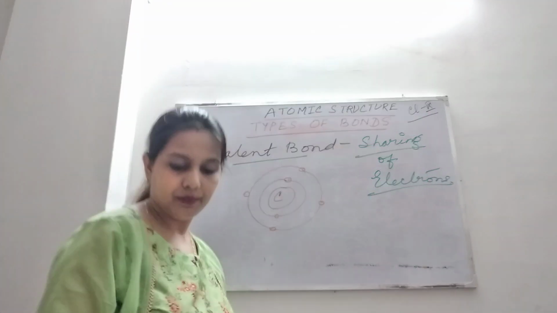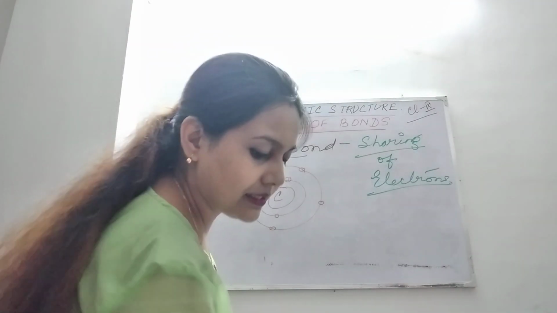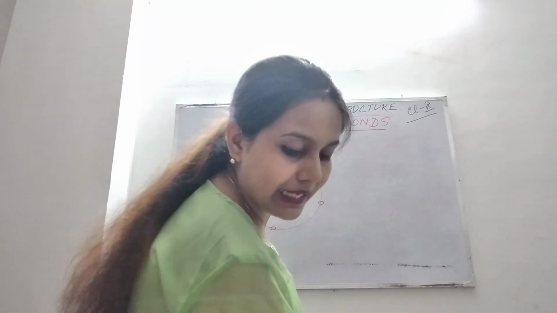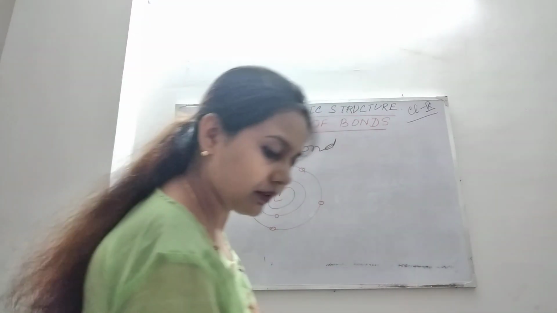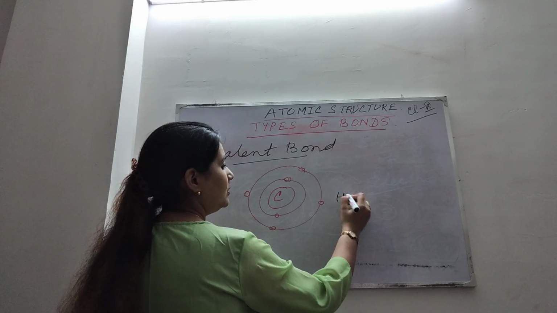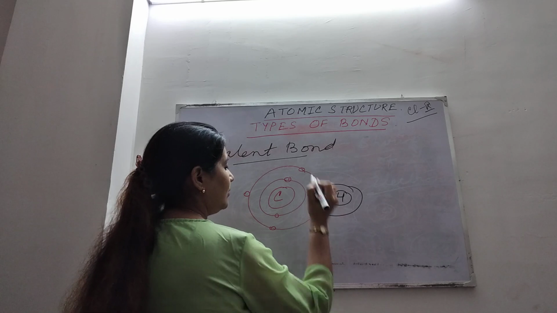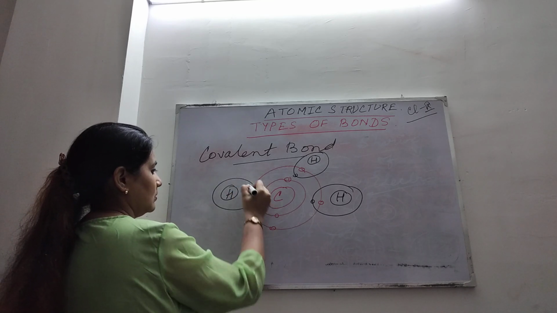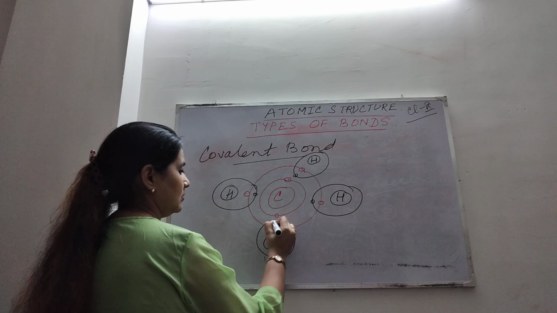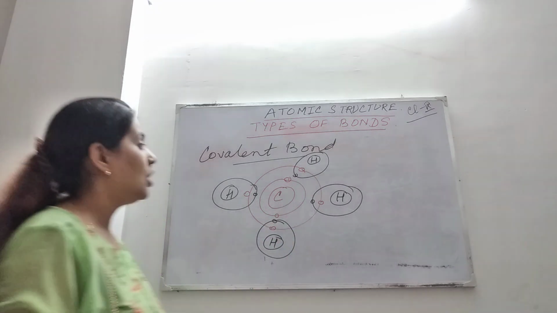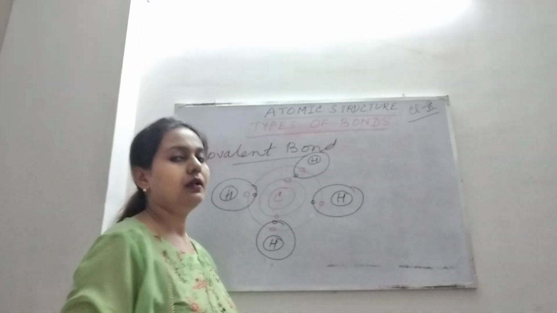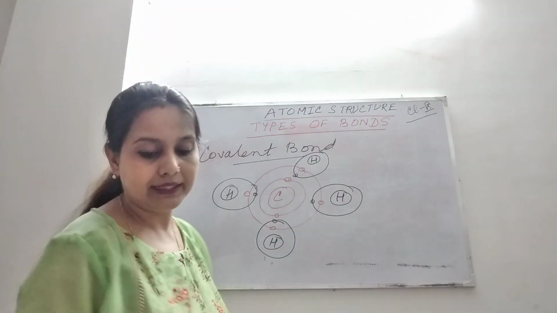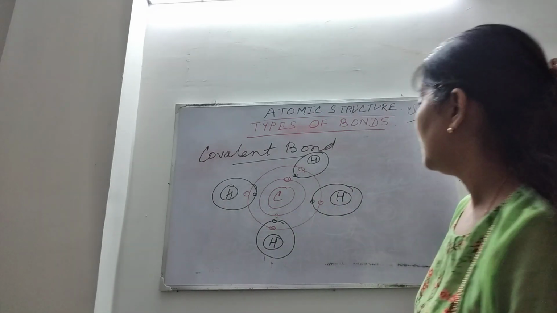Very important to remember. Hence, in this case, you will see that carbon forms a bond with hydrogen, sharing one electron. So this sharing of electrons is known as a covalent bond. Now, over here there is no transfer of electrons. Hence, we call it a covalent bond.